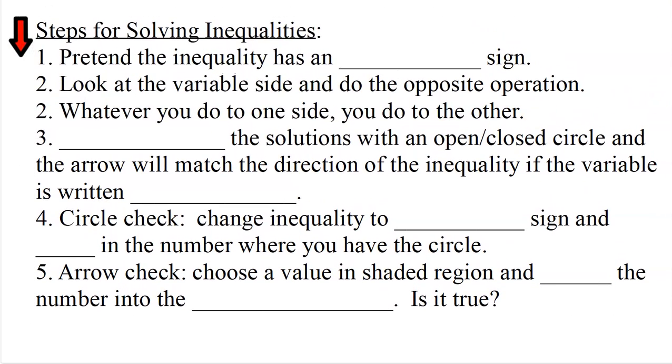Okay, let's go ahead and fill in the notes for today. You're going to pretend that the inequality has an equal sign. Then these two are the same. Look at the side of the variable, do the opposite. Whatever you do to one side, do to the other. Now, instead of plug it in, we're going to go ahead and graph the solutions with an open or closed circle, and then the arrow will match the direction of the inequality if the variable is written first.